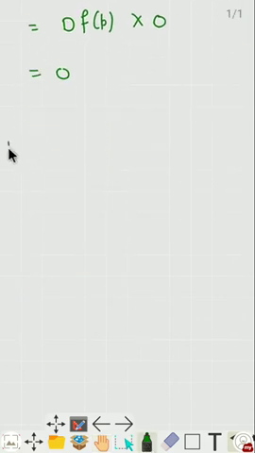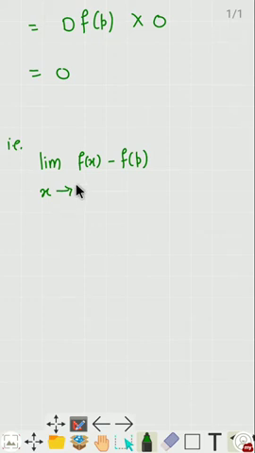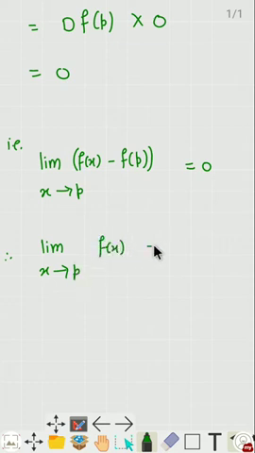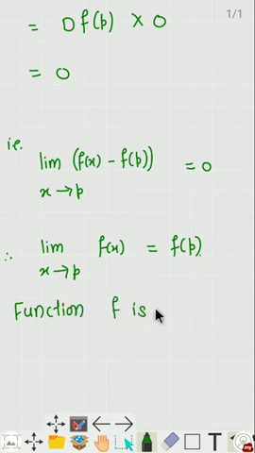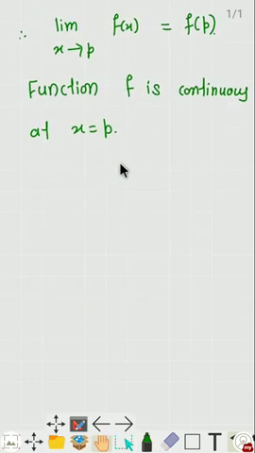That is, the value of limit of f of x minus f of p as x tends to p is equal to 0, and therefore finally what we have is limit x tends to p of the function f of x is equal to f of p, and this shows that function f is continuous at x is equal to p. So the proof of this theorem is over.